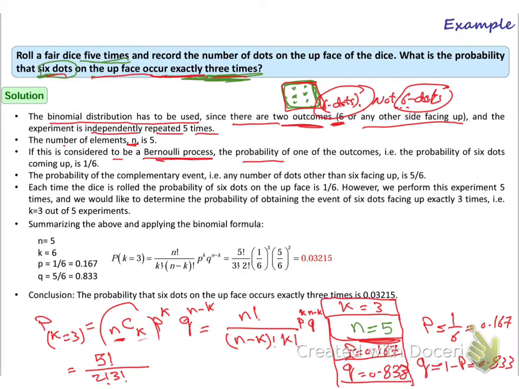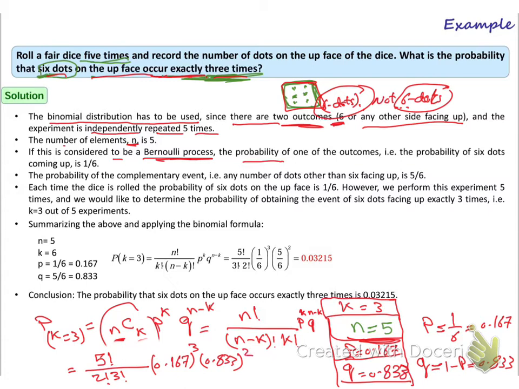P to the power K, what is P? P is 0.17167 to the power K, which is 3. Q is 0.833, to the power N minus K, which is 2.